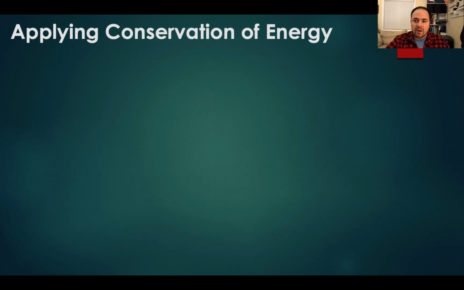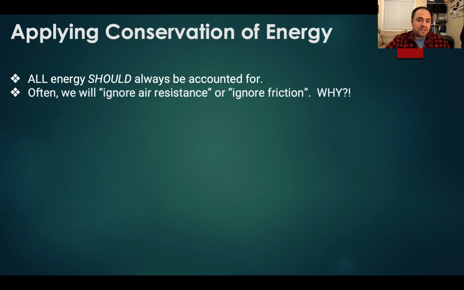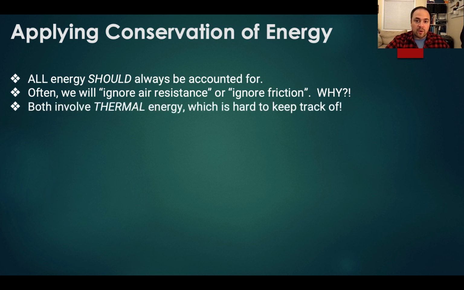Now, when we're applying the conservation of energy, we should always try to account for all energy transferred and transformed. Oftentimes, though, you're going to see in physics problems to ignore air resistance and ignore friction. And why do we do that? Well, it's because both of those things involve thermal energy, and thermal energy is rather hard to keep track of. All energy is still present. Thermal energy is no exception to that. It's just, again, very hard to track.